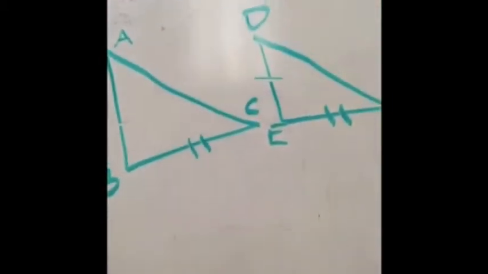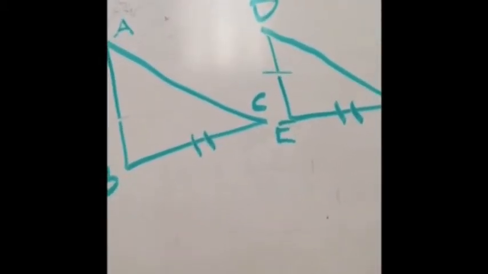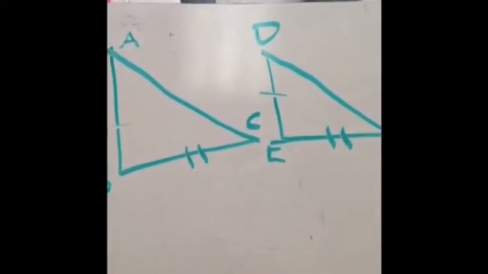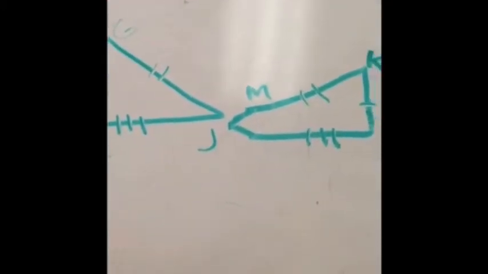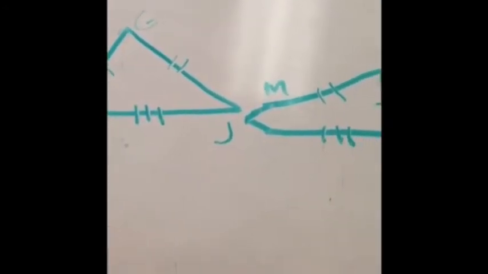We'll be identifying the triangle congruence. For these two triangles, it is not possible to prove that they are congruent, because you only have two equal sides. For these two triangles, you can prove them congruent by side, side, side, because they have three congruent sides.